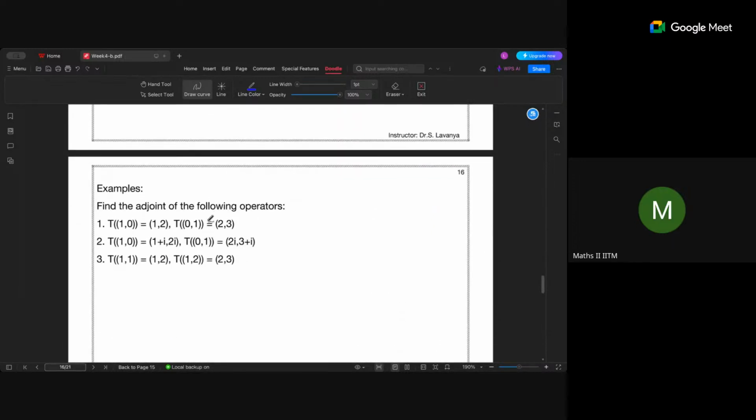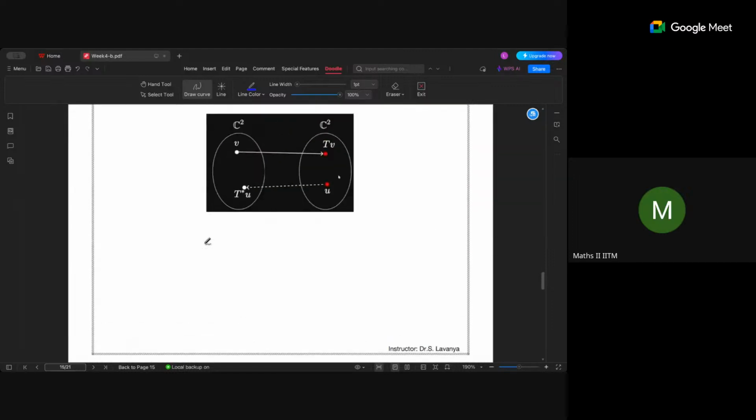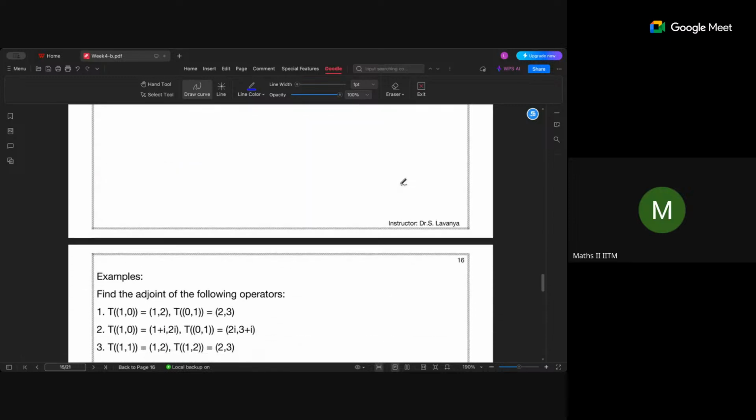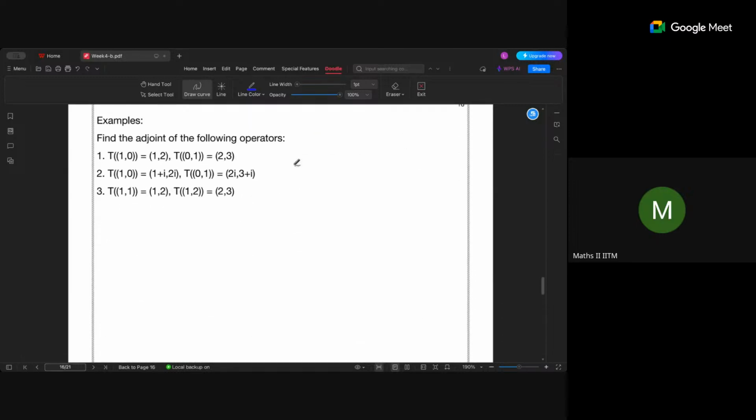So here are some examples. Find the adjoint of the following operators. It's very easy, right? How do you find the adjoint? If you find M of T power H, you know the adjoint operator, right? So to find the adjoint, you need to find M of T H.